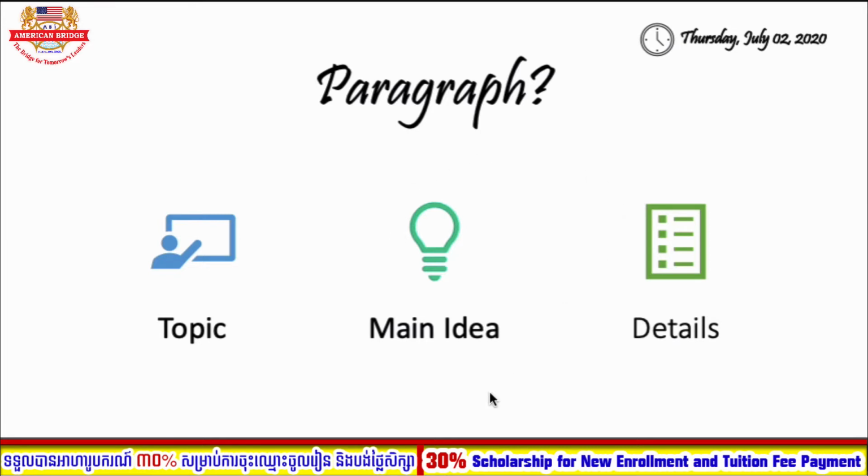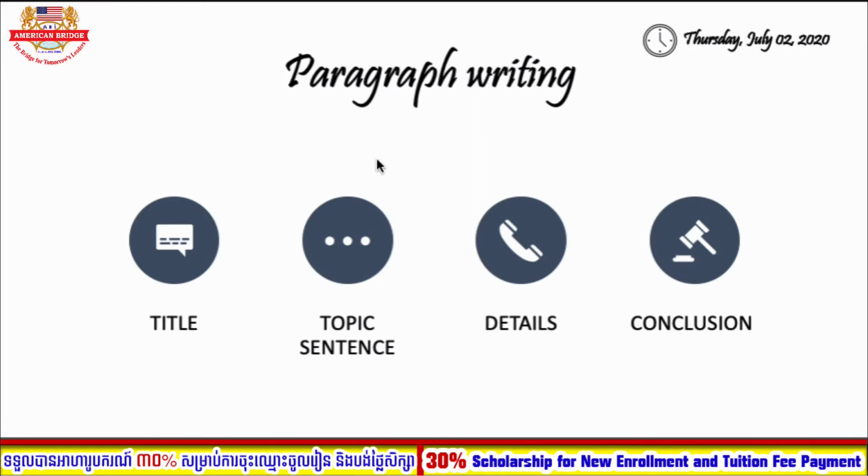In order to support the main idea, you need to give reasons, you need to give examples, you need to give the events, and so on and so forth. And those we call the detailed information. So what is the process of writing the paragraph? What are the main points? So here are the main points in paragraph writing.